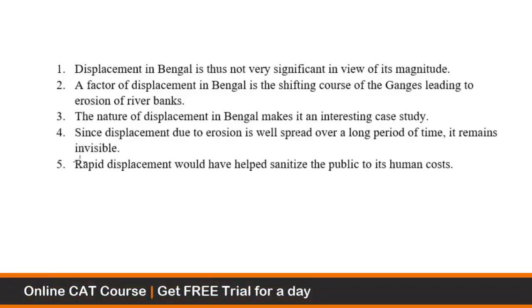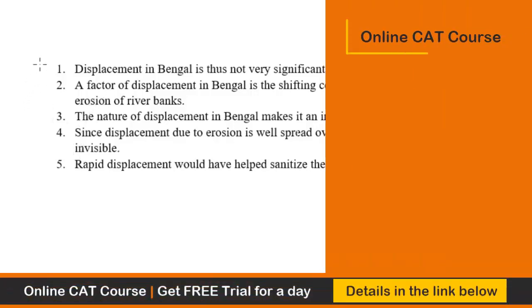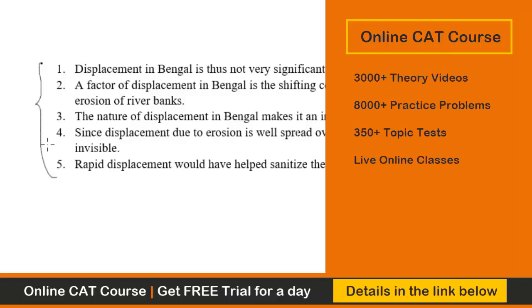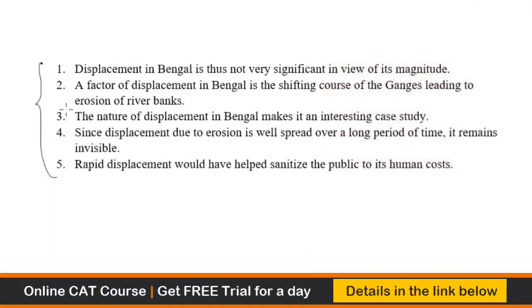This is an odd sentence question, and this question came in CAT 2018. We have 5 sentences given here to us, and we have to find the one that does not fit into the sequence. In other words, out of these 5 sentences, 4 come together to form a coherent paragraph, and one of the sentences does not fit into the sequence, and we have to find that sentence which does not fit into the sequence, right, people? So let's go ahead and check what exactly is not fitting in the sequence.